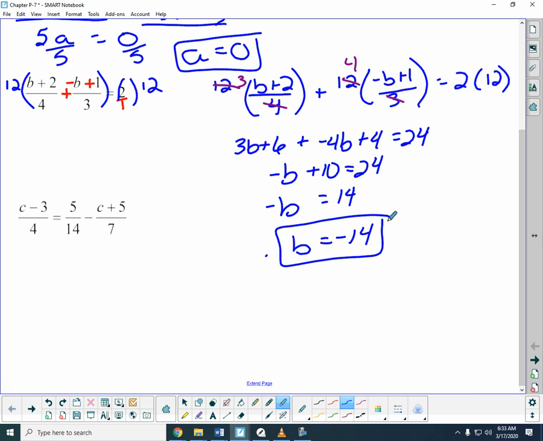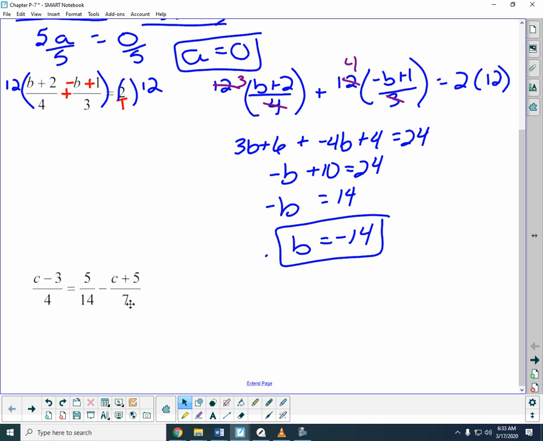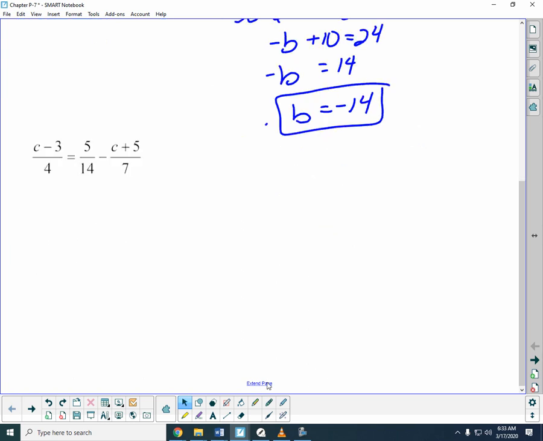And there's my answer. Okay, so let's try another one of those. The next one I'm going to try is this one with c as my variable. I see that I'm subtracting fractions. The first thing I do is I never subtract a fraction. I always add the opposite. I then find my common denominator. My common denominator between 4, 14, and 7 is 28. And with the fact that there's an equal sign, I can multiply both sides by 28. Now I can multiply this whole side times 28, but then what happens is I distribute that 28 into both of those.